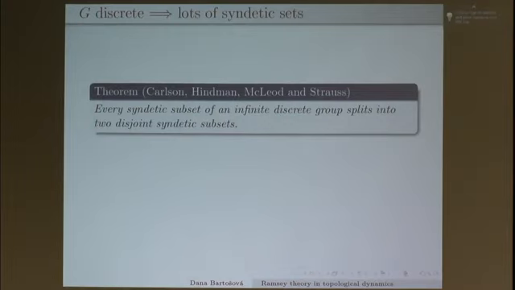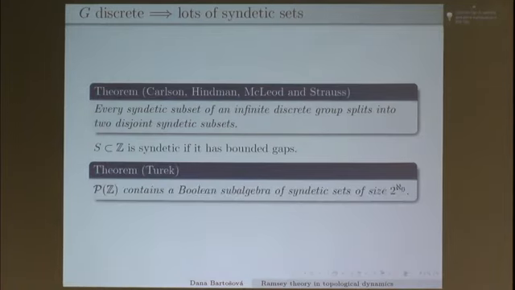So a simple argument, but very cute, by Carlson, Hindman, McLeod, and Strauss, says that if I have an infinite discrete group, then every syndetic set can be split into further two disjoint syndetic sets. For instance, in the case of integers, syndetic sets are exactly the ones that have bounded gaps. So very simple description. That does not mean that we really know exactly how they look like, but we know there is a lot of them.